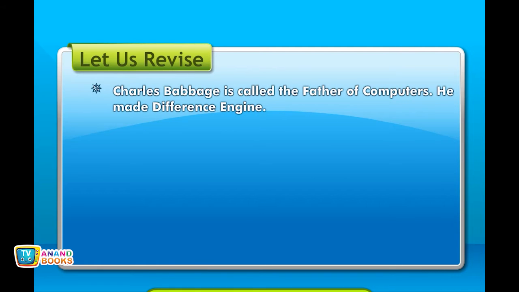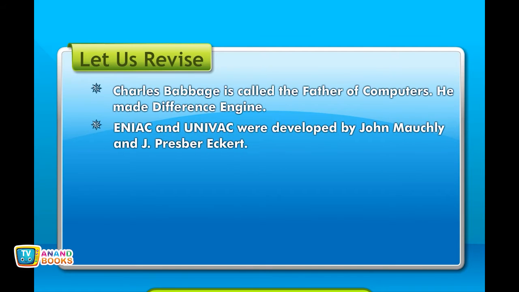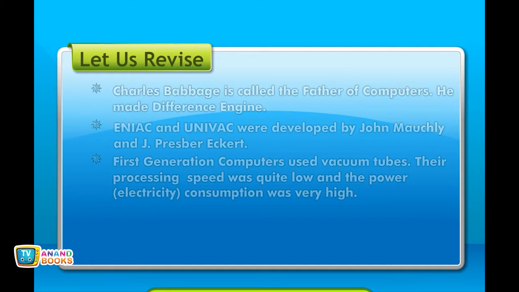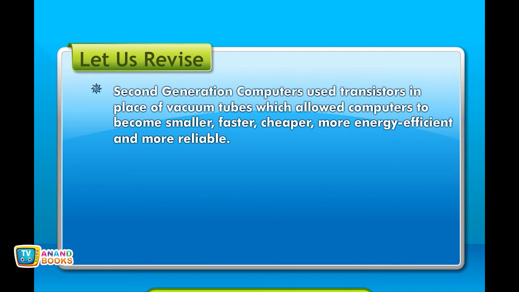Charles Babbage is called the father of computers. He made the difference engine. ENIAC and UNIVAC were developed by John Mauchly and J. Presper Eckert. First generation computers used vacuum tubes. Their processing speed was quite low and the power consumption was very high. Second generation computers used transistors in place of vacuum tubes, which allowed computers to become smaller, faster, cheaper, more energy efficient, and more reliable.